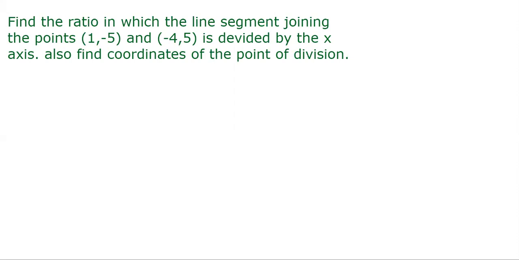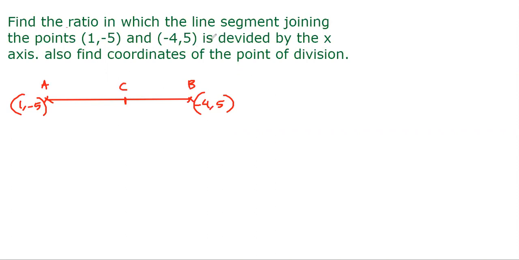Now we can represent the situation as follows. It is a line. The points are (1, minus 5) and (minus 4, 5). So I can name them as A and B. Now there is another point, let it be C, which divides the line segment joining AB. I don't know the ratio of division and I don't know the coordinates of this point.